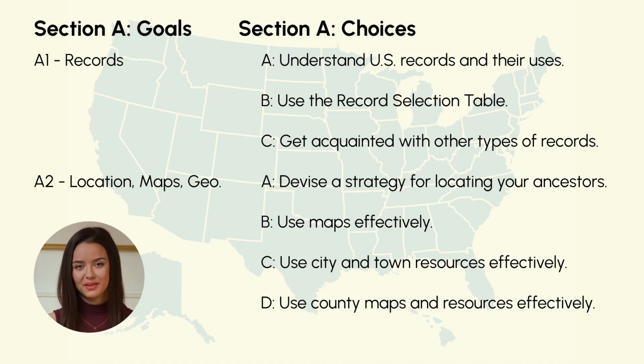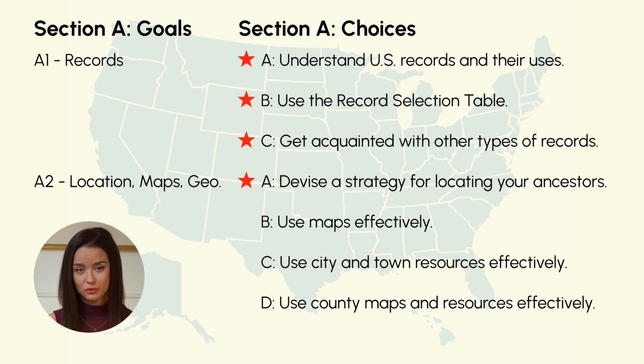In the Learning Paths video, you learned that each goal contains a number of choices, which in turn have links to articles, videos, databases, and websites. In Goal A1, Choice A gives you an overview of types of genealogy records and how to use their information. Choice B explains the record selection table, which helps you choose the types of records to search to get the best results. Choice C explores public records and records with or without indexes.